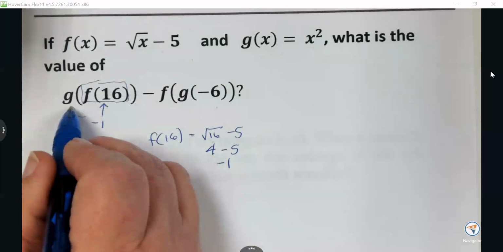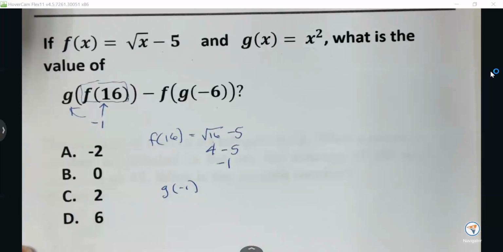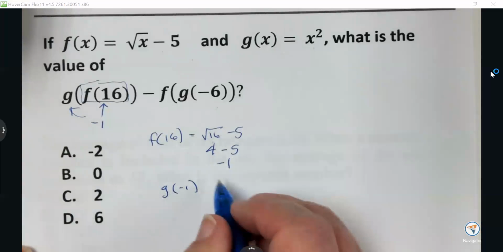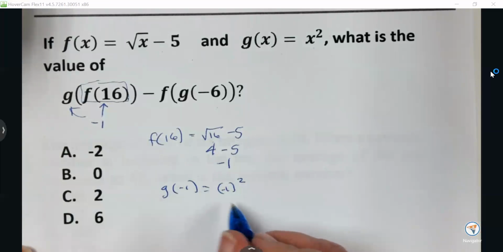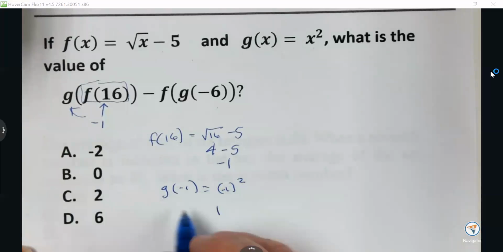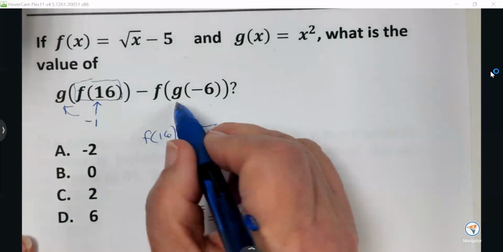Now I'll need to do g of negative 1. I look at my g function. So that's negative 1 to the second, which is positive 1. So g of f of 16 equals 1. And now I'll do the same thing here.